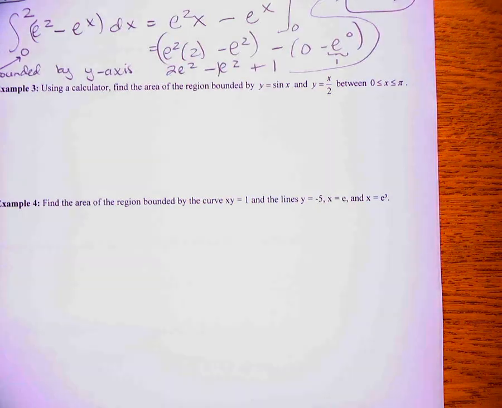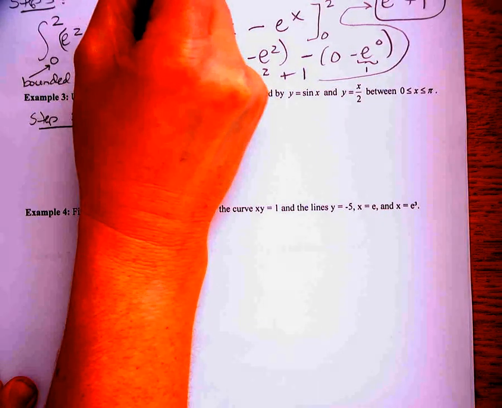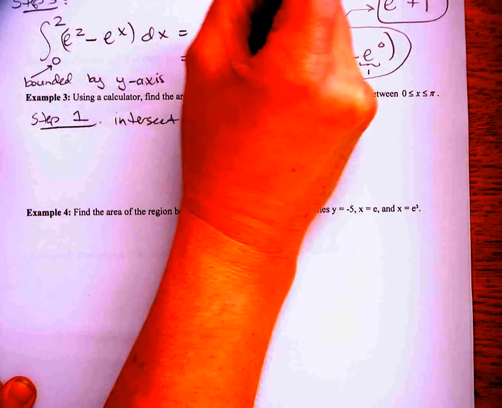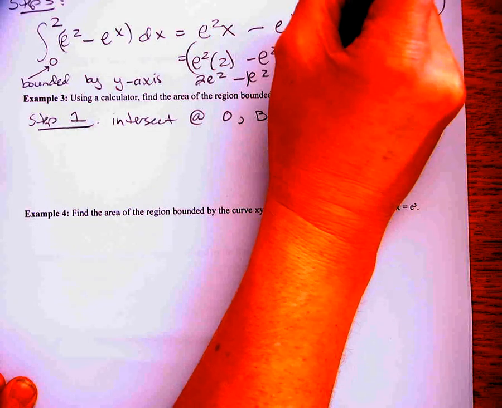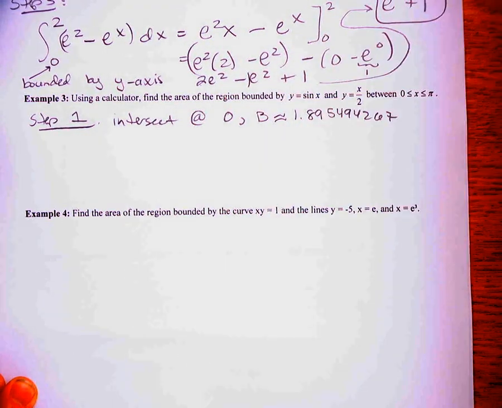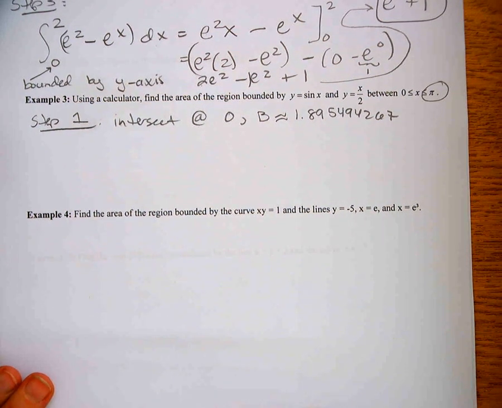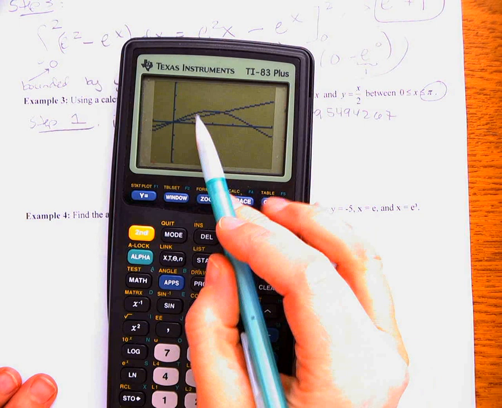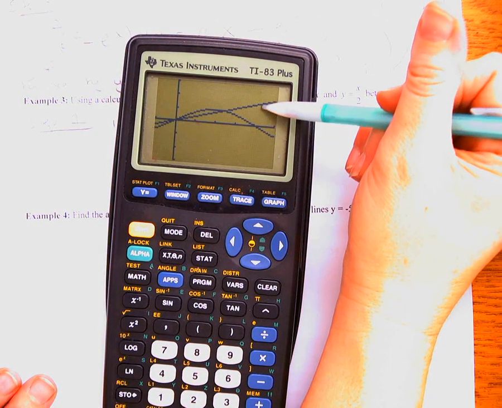Okay, so here's what we're going to write down. For step 1, they intersect at 0 and B, which is 1.895494267. But we have to go all the way to pi. So don't forget that. We're going to find this area right here. And then we're also going to find this area right here.